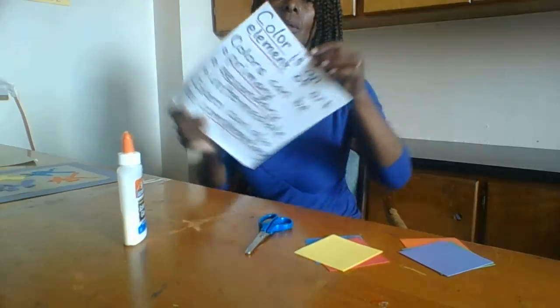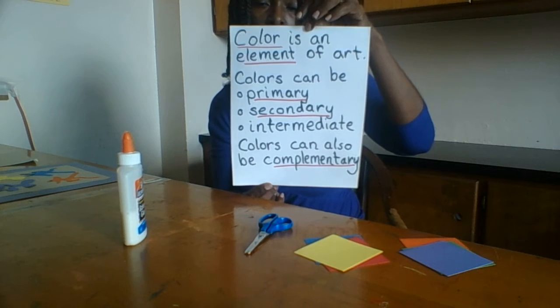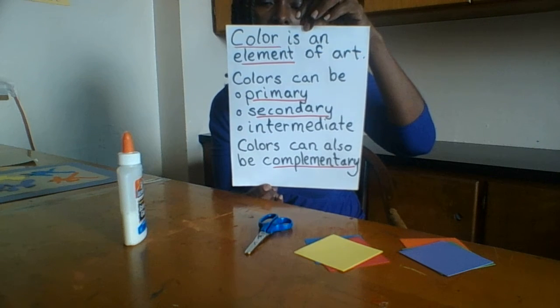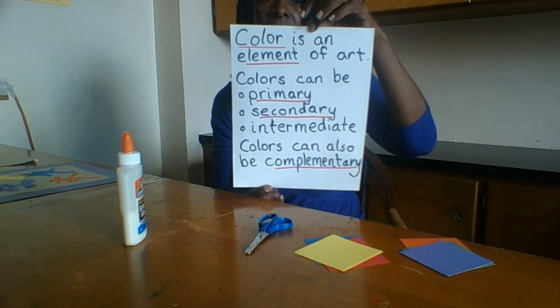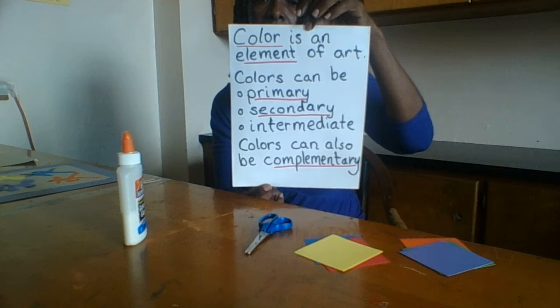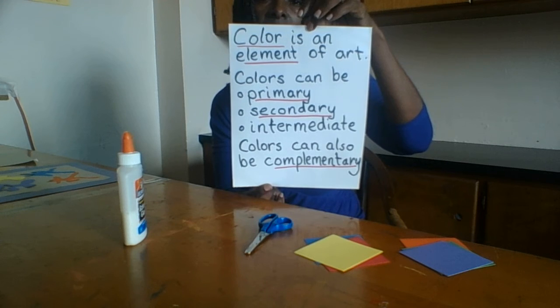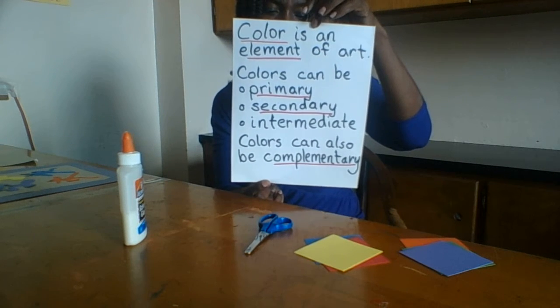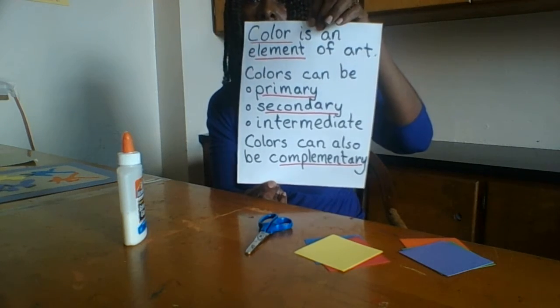We are also going to be working with color. Color is also an element of art. Colors can be primary, like red, blue, and yellow, and colors can be secondary, like orange, green, and purple. We also have intermediate colors, which we are not going to discuss today. And colors can be complementary.